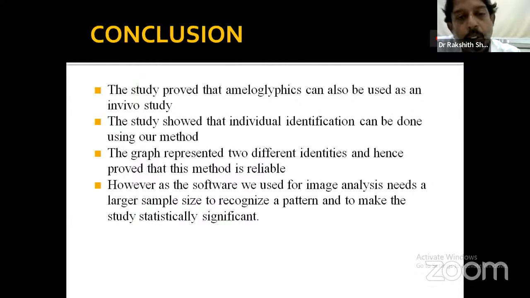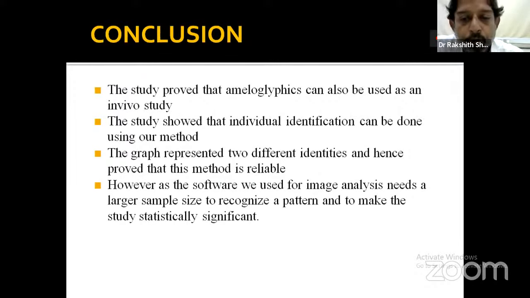The study showed that an individual identification can be done using our method. So you could identify a particular pattern. But the only thing is the pattern has a graphic representation in our study. The graph represented 2 different identities and hence proved that this method is reliable.